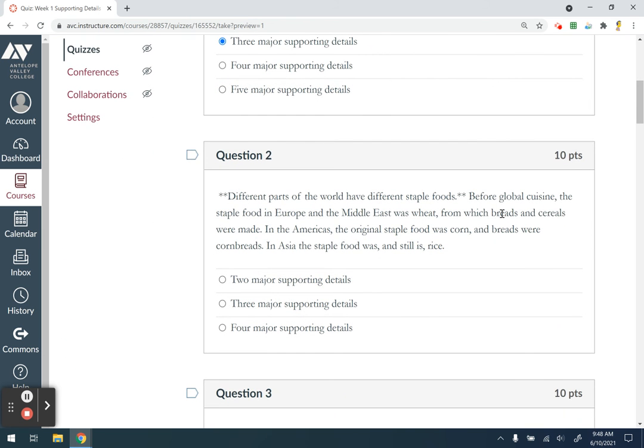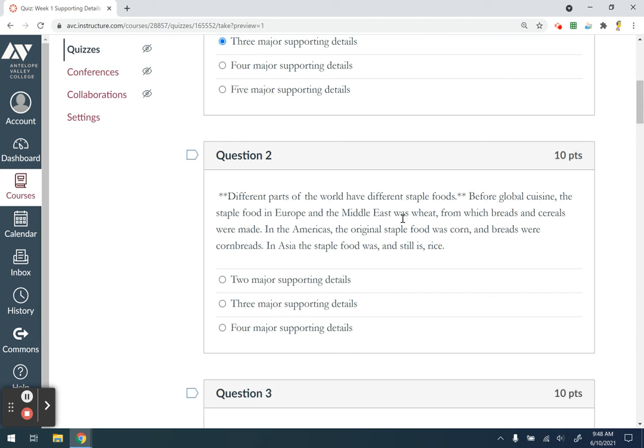Before global cuisine, the staple food in Europe and the Middle East was wheat, from which breads and cereals were made. In the Americas, the original staple food was corn, and breads were cornbreads. In Asia, the staple food was, and still is, rice. So here we are talking about, again, different types of staple food. That kept reoccurring. That is our topic.